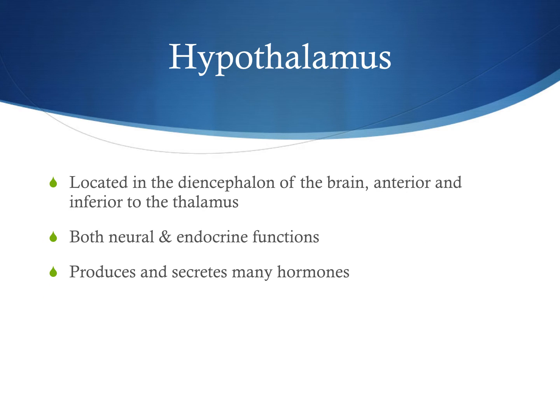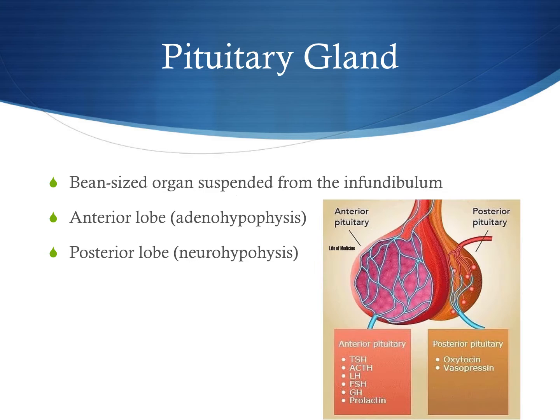So we'll start off by explaining the hypothalamus, which is located in the diencephalon of the brain, just anterior and inferior to the thalamus. It has both a neural and an endocrine function, and it's going to produce and secrete many hormones. Now we understand the hormones are going to play a role in that endocrine function, but the neural portion of the hypothalamus is what plays a role in helping to control the pituitary gland as well.